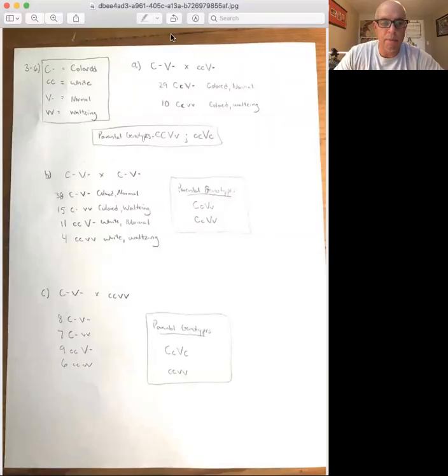Okay, this is problem 3.6 in your book. I'll just read the problem. In mice, the allele big C for colored fur is dominant over the allele little c for white fur. The allele big V for normal behavior is dominant over the allele little v for waltzing behavior, a form of discoordination. Given the genotypes, give the genotypes of each of the parents in the following crosses.